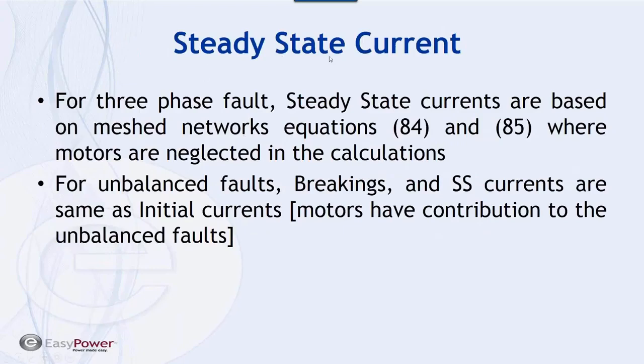Let's take a look at the steady state currents. For this three-phase fault, as the name suggests, that would be the current values after a very long time has passed after the fault. So for three-phase faults, steady state currents are based on mesh network equations, which are equations 84 and 85 in IEC, where motors are neglected in the calculations. One more time, we mentioned this and covered it, but I switch back so that we don't forget it. This is a statement for which we have to make an exception. It's not always the case.